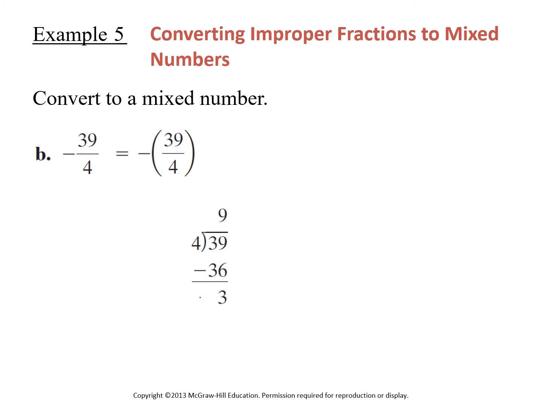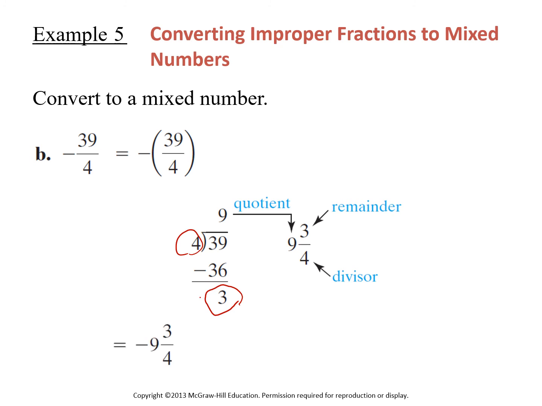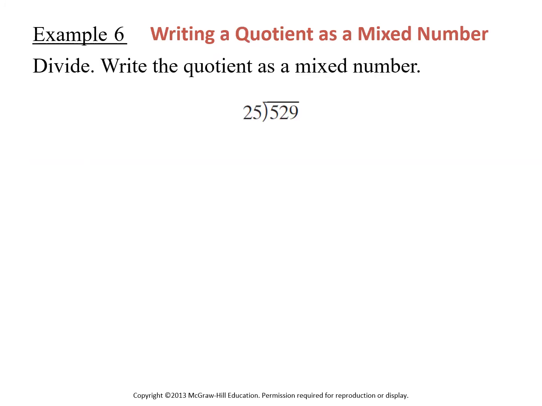Negative 39 over 4. We do 39 divided by 4, and it's 9 with a remainder of 3. And we put the remainder again over the divisor. So it's 9 3/4. Negative 9 3/4 in this case.